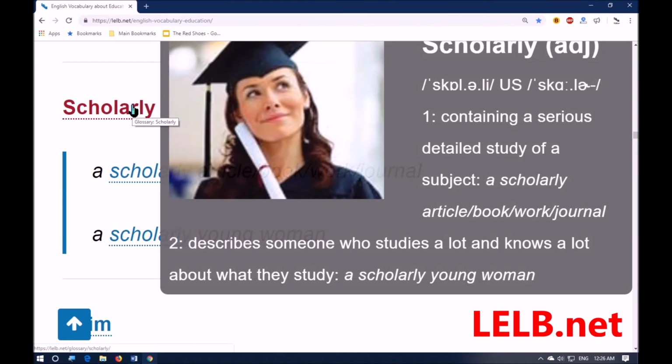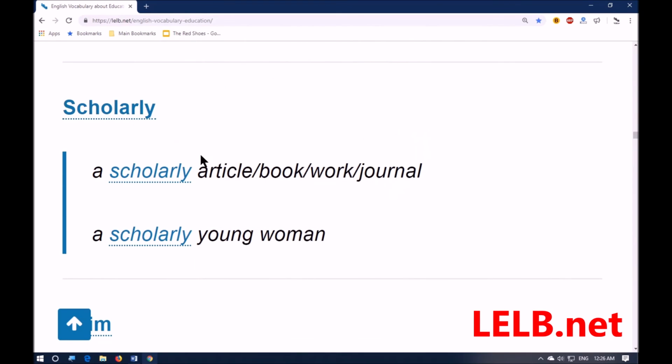Scholarly, containing a serious, detailed study of a subject. And the second meaning is it describes someone who studies a lot and knows a lot about what they study. A scholarly article, you cannot say a scholarly essay, remember? Book, work, journal. A scholarly young woman.